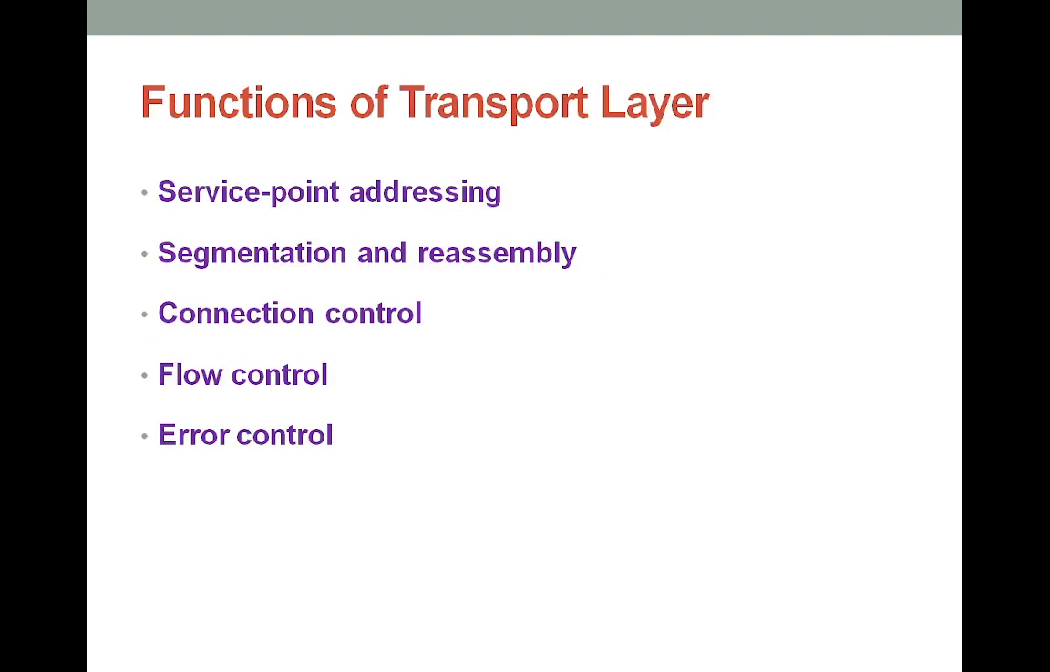Now these are all the transport layer functionalities: the service point addressing, segmentation and reassembly process, connection control, flow control, and error control. As we have already seen, error control is also supported by the data link layer. But in addition to that, the transport layer protocols support such error control and flow control mechanisms. The segmentation process is carried out at the sender side, and at the receiver side we perform the reassembly process.